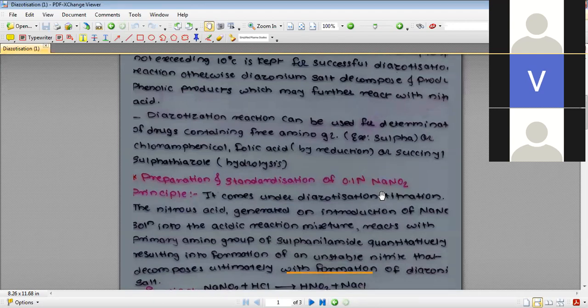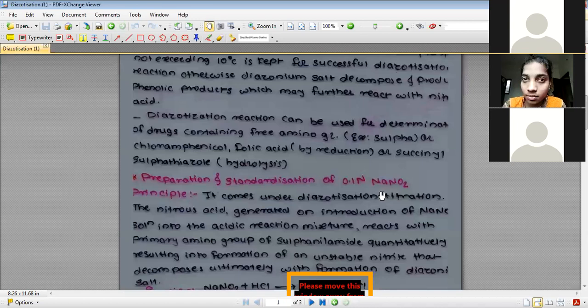After the standardization method, we put the reaction, and from the reaction we can draw the factor calculation, and from the factor we can quantitatively determine the concentration of the drug substance. So firstly, we have gone through the method of preparation of 0.1 normal sodium nitrite. Can anyone tell how to prepare 0.1 normal sodium nitrite? By taking 7.5 gram of sodium nitrite in a 1000 ml volumetric flask and maintaining the volume to 1000 ml with the help of distilled water. This is the method of preparation of sodium nitrite.